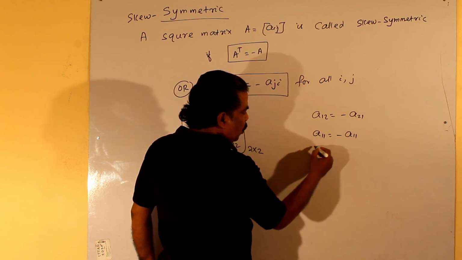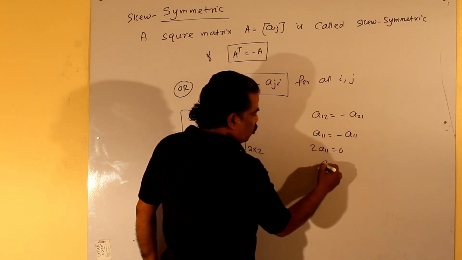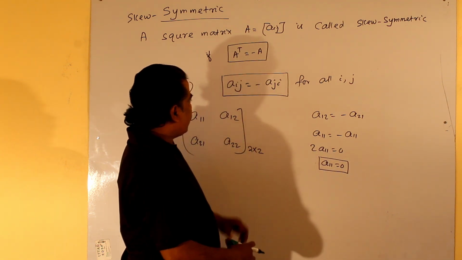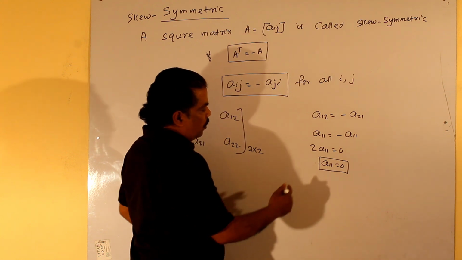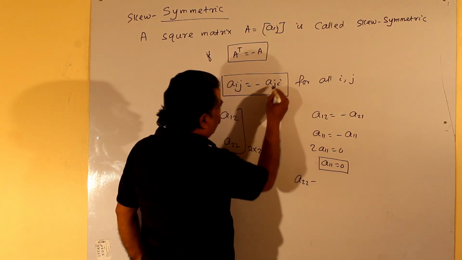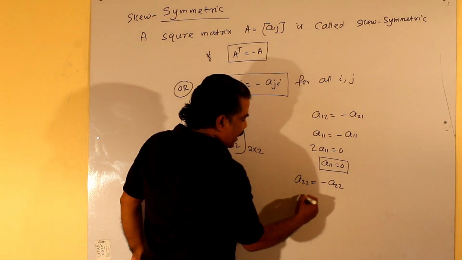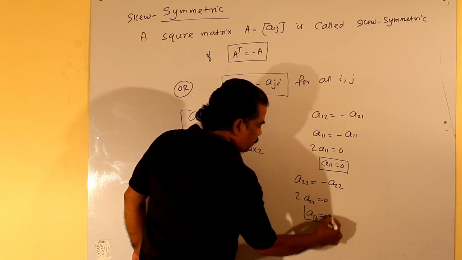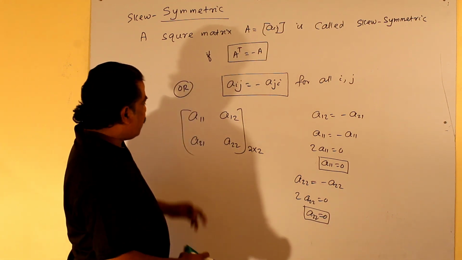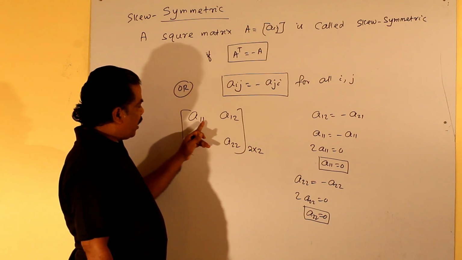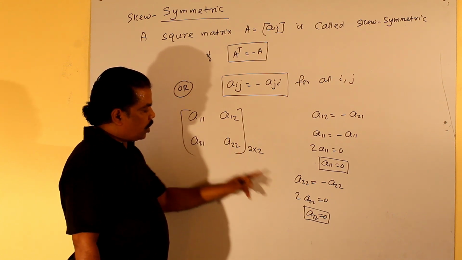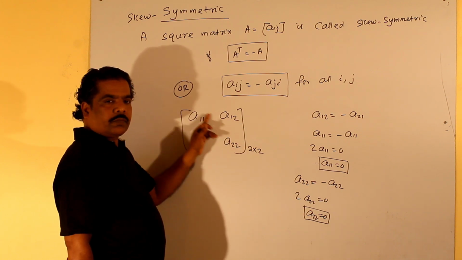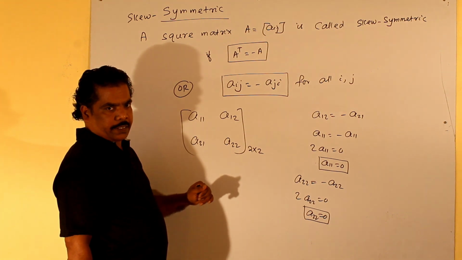That means 2a11 is equal to 0, so a11 is equal to 0. If you put i equal to 2, j equal to 2, then a22 is equal to minus a22 and 2a22 is equal to 0. So a22 is equal to 0. So in case of a skew symmetric matrix, a11 is equal to 0, a22 is equal to 0. So all diagonal elements are 0 in case of a skew symmetric matrix.